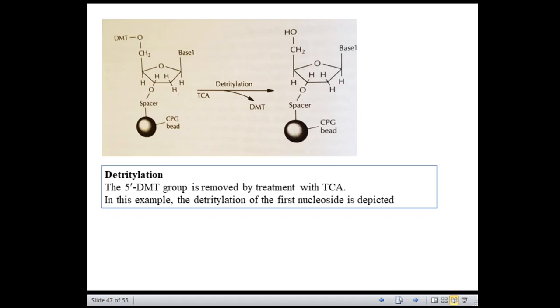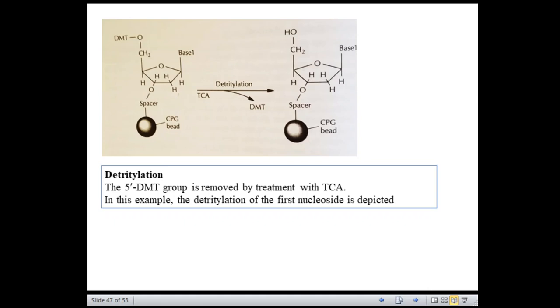Now the reaction column is washed again with acetonitrile to remove the TCA. So acetonitrile is used again. Then how to remove the acetonitrile? It is again purged with argon to flush out the acetonitrile.